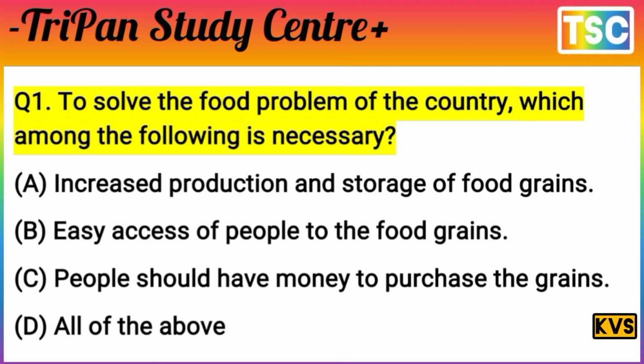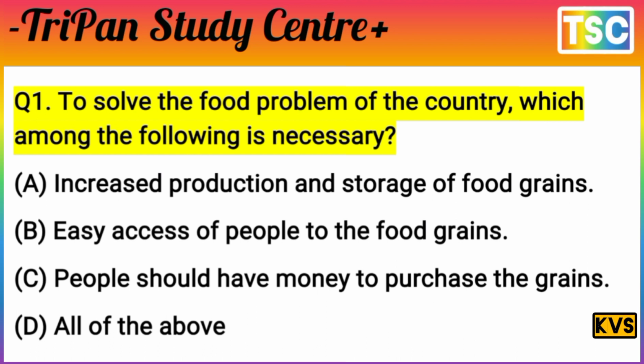The options are: A, increase the production and storage of food grain; B, easy access of people to the food grain; C, people should have money to purchase the grain; and D, all of the above. You know that question is very interesting.